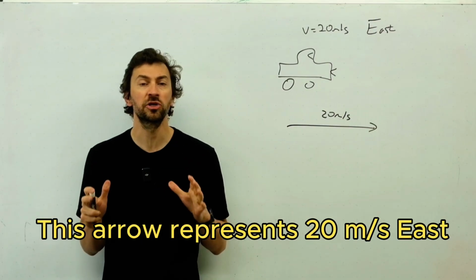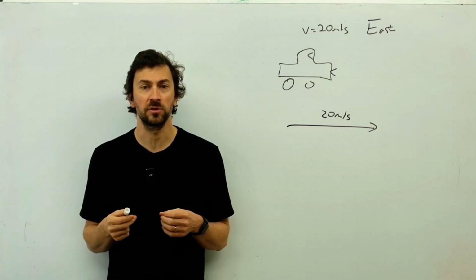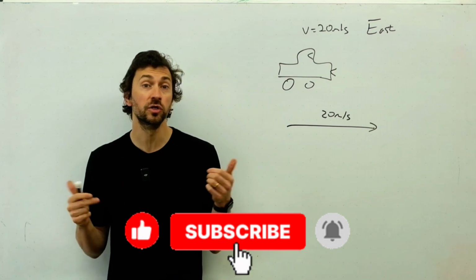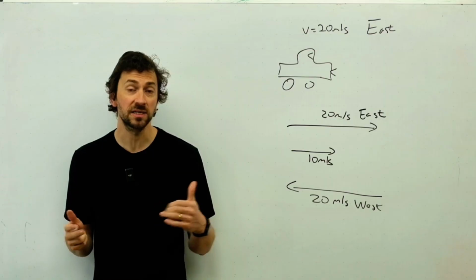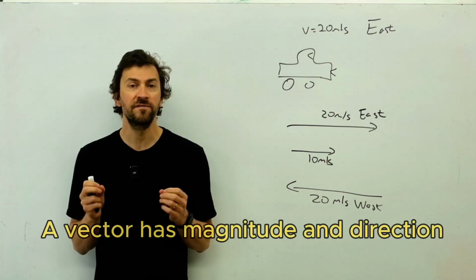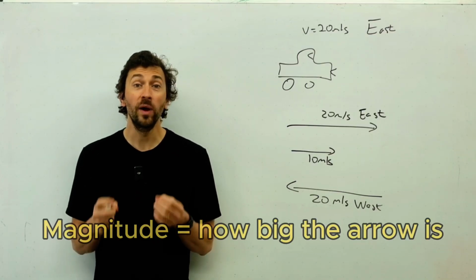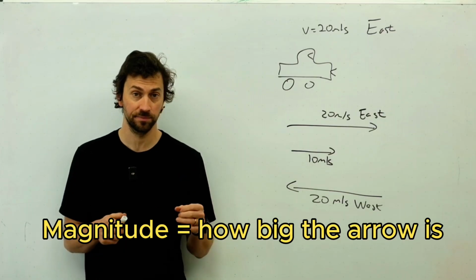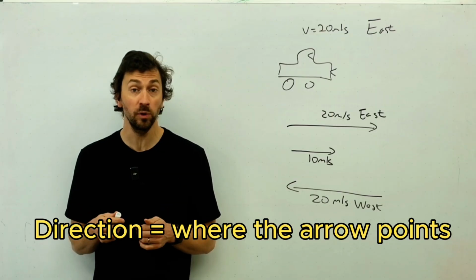So we draw these pictures of arrows to represent vectors. So let's do a couple more examples. If there was another car that was going 10 meters per second, I would draw a smaller arrow. If there was a car going 20 meters per second west, I would draw an arrow like this, going the other way. Remember, a vector has a magnitude and a direction. When I think about magnitude, I'm thinking about how big the arrow is. When I'm thinking about direction, I'm thinking about what direction the arrow is pointing in.